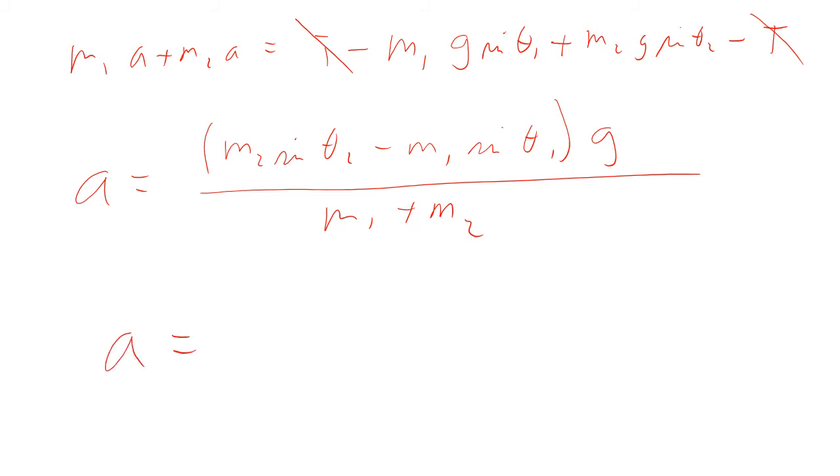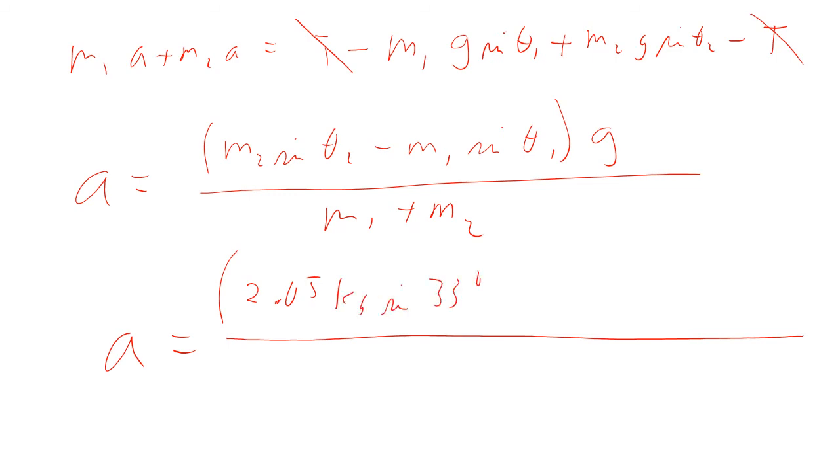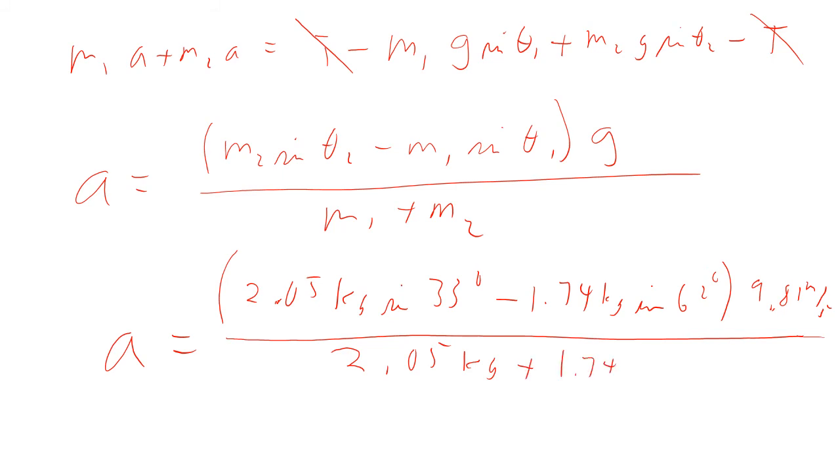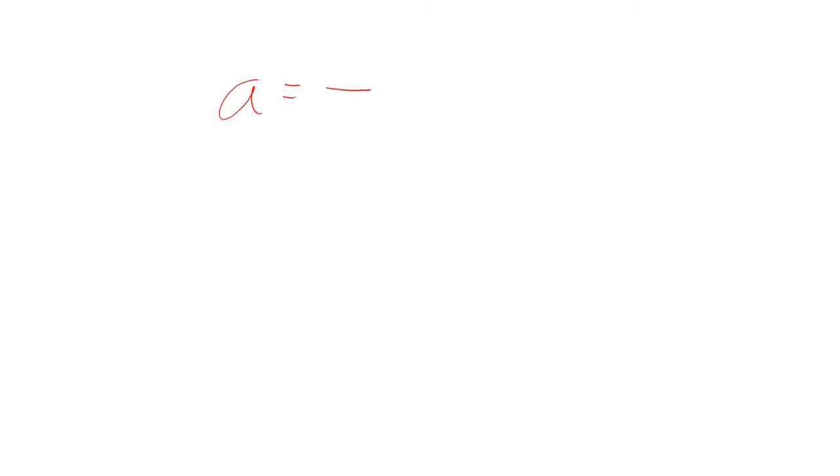I plug in the numbers that I had. M2 is 2.05 kilograms, sine 33 degrees, minus 1.74 kilograms, sine 62 degrees, times 9.81 meters per second squared, divided by 2.05 kilograms plus 1.74 kilograms. I guess it should be the other way around, but anyway, you plug in all the numbers, and the acceleration is a negative 0.97 meters per second squared.